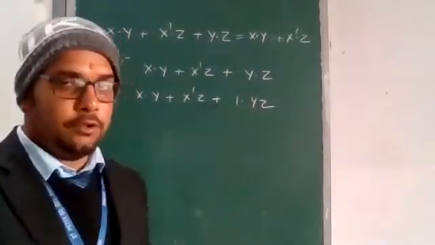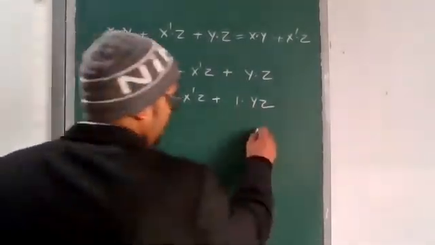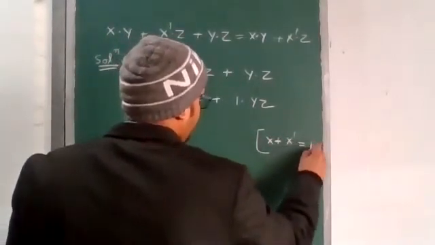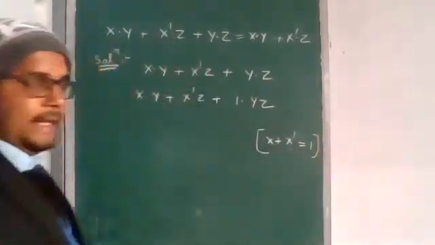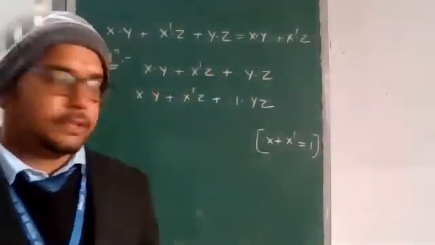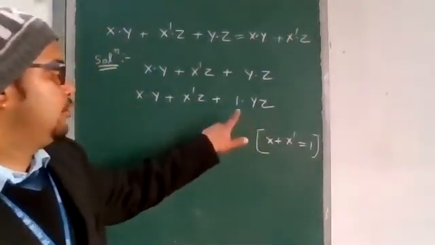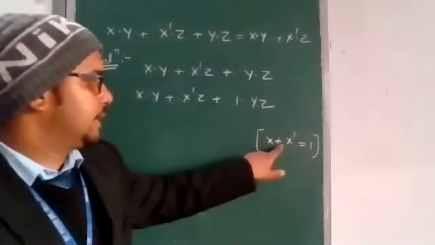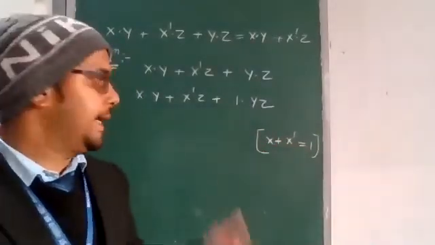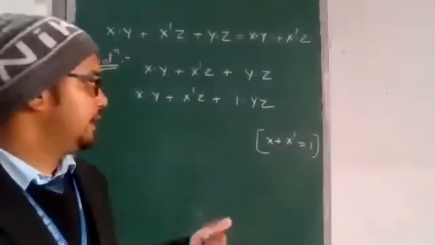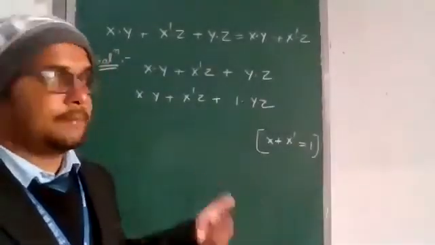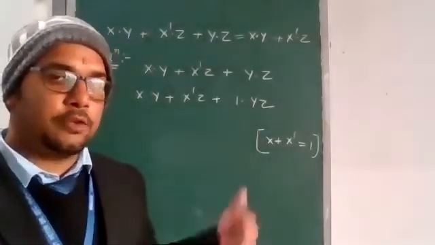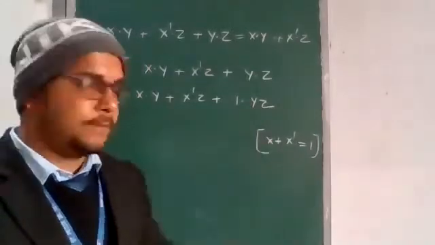Now what is the value of 1? We know x plus x complement equals 1. This is the rule. X plus x complement is 1. So put this value here in this line. Here the value of 1 is x plus x complement. Why have we written only x plus x complement? Why did we not write y plus y complement or z plus z complement?